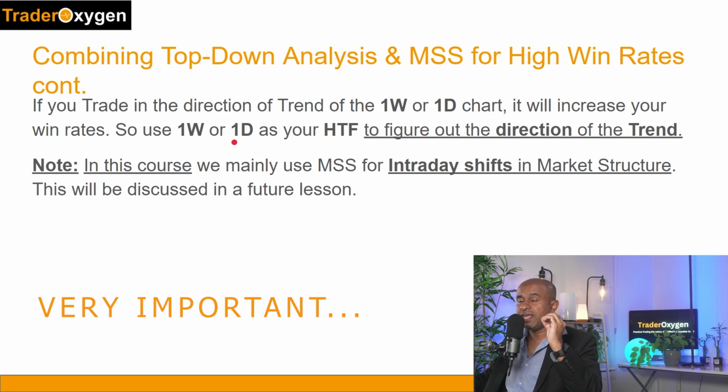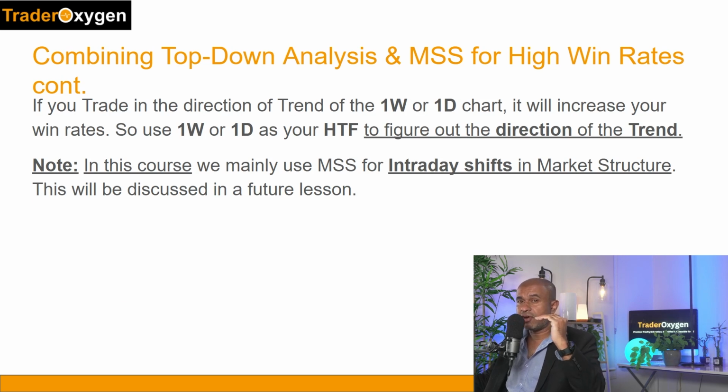So use the weekly or daily first to figure out the direction of the trend, whether it's an uptrend or a downtrend. And only after that, you go to the lower levels, 4 hour, 1 hour, 15 minutes gradually, and then try to figure out market structure shifts to make your trade decisions. Okay, let's see what's next.